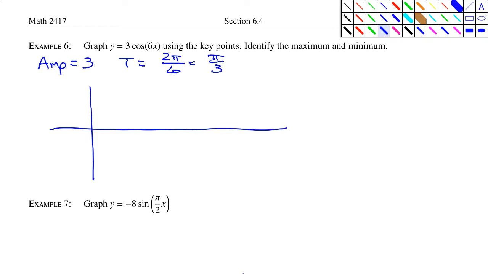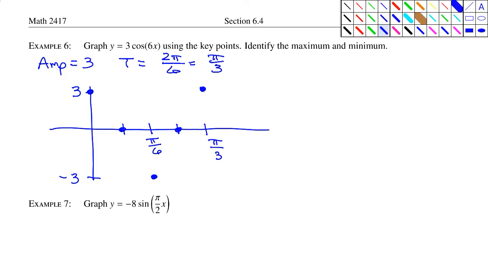So the cosine curve starts at the maximum, so that's going to be 3. And then there's going to be 4 tick marks in the middle until it returns to 3. And it returns to 3 at pi over 3, because that's the period of the cosine curve. Halfway between the two maxes is where it reaches its minimum of -3. And then halfway between those two delineation points is where it reaches the 0.